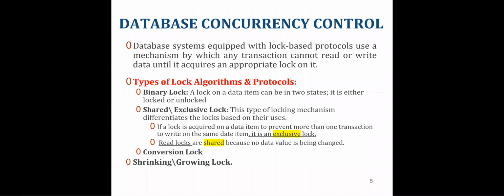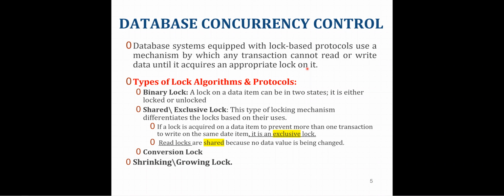So here summarizes some of the three concepts that we would talk about. It says a database system occupied with the lock-based protocol uses a mechanism by which any transaction cannot read or write data until it acquires an appropriate lock on it. So without the correct lock, you won't get access. So now it's going to be mandatory rather than optional.